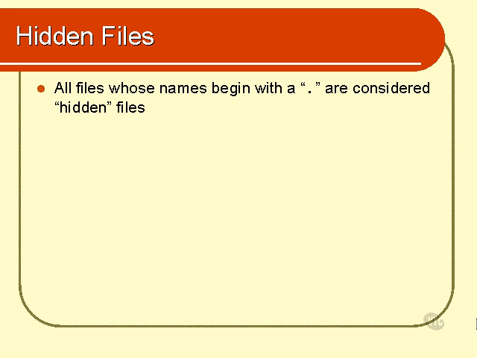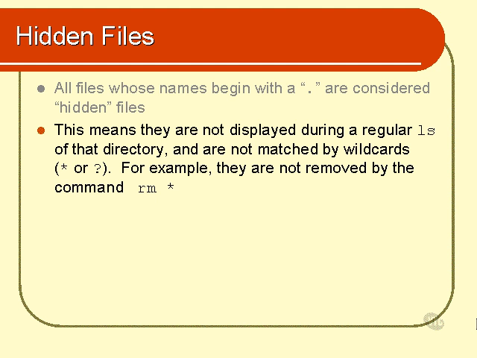A hidden file is simply a file whose name begins with a dot, a full stop. Yes, it is possible in Unix for a file name to begin with a dot. So that's what a hidden file is. Now, what does it actually mean? Well, a hidden file is a file that is not displayed when you do a regular ls. So if you just type in ls and get a listing of files in a directory, the hidden files in that directory, in other words the ones that begin with a dot, will not be listed.